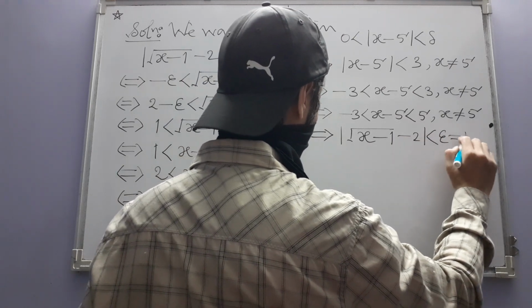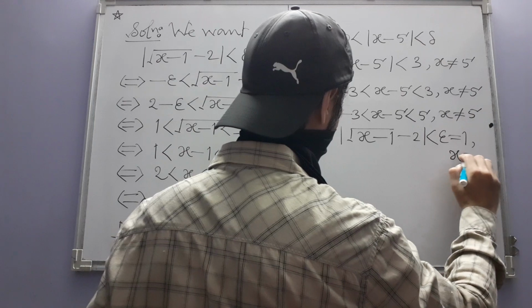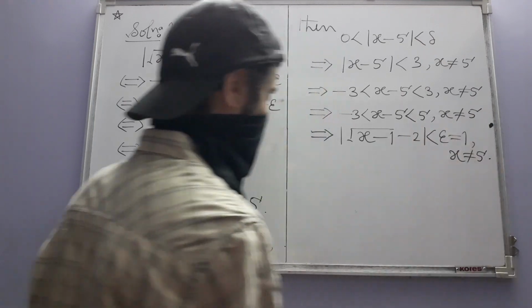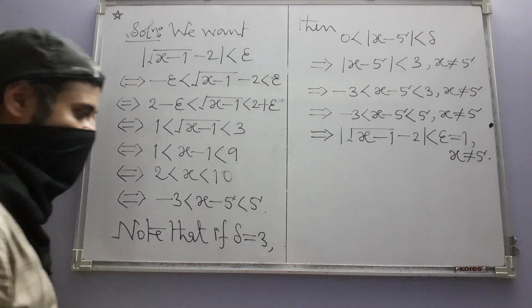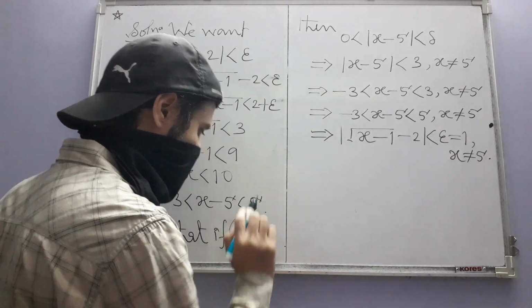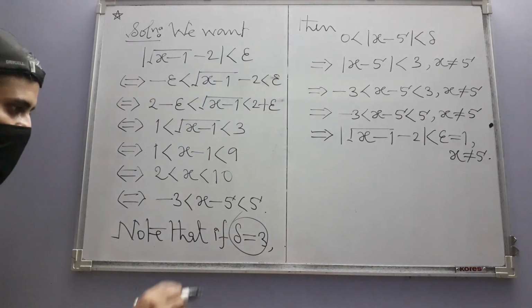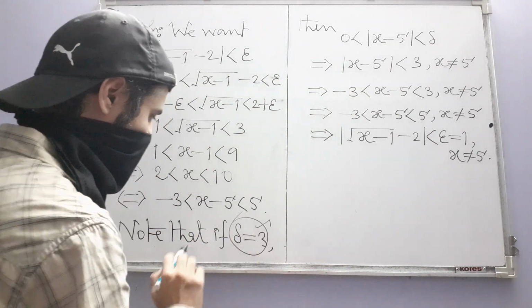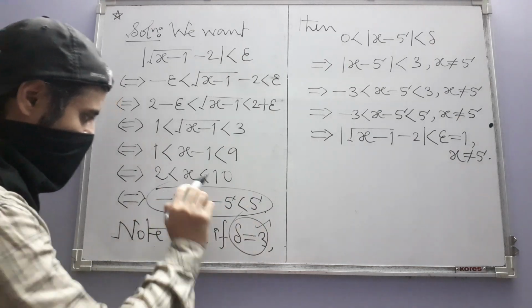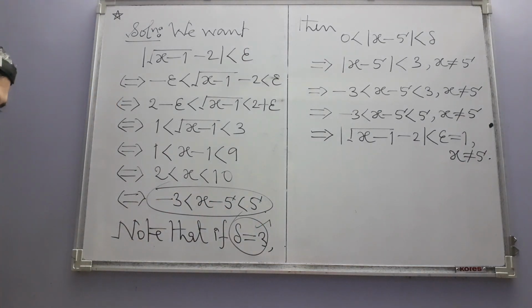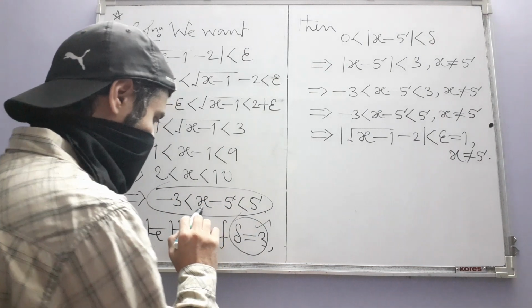Less than epsilon, but that epsilon of course is 1. Okay, so we are getting what we want. However, what is this delta? And how is this value of delta being chosen from this situation? Here the thing is this.